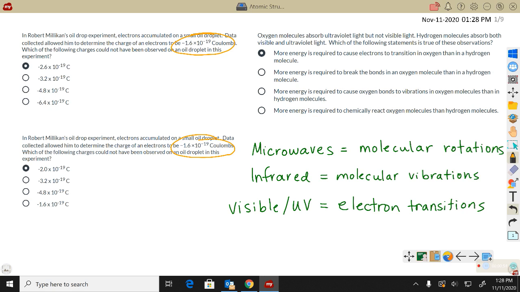So for example, the second choice is negative 3.2 times 10 to the negative 19th. So that would be an oil droplet that accumulated 2 negative electrons.